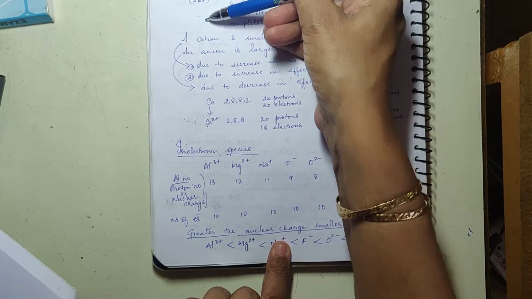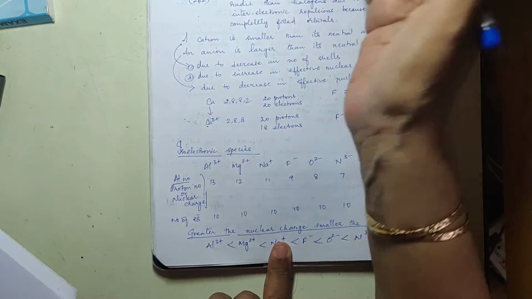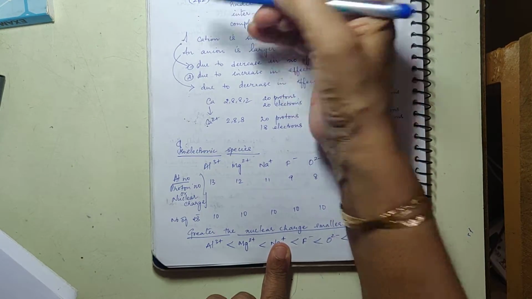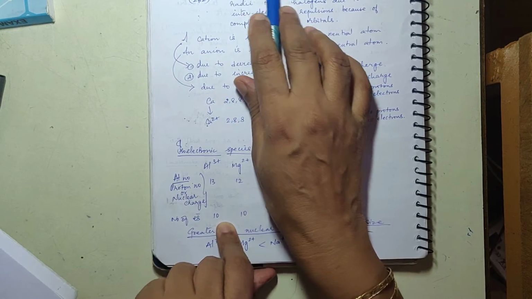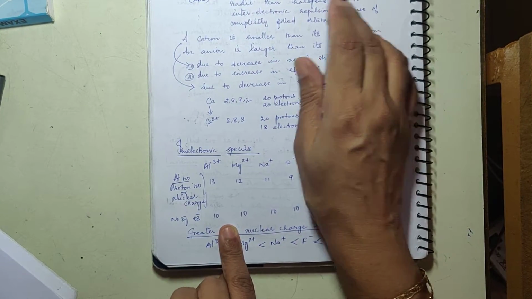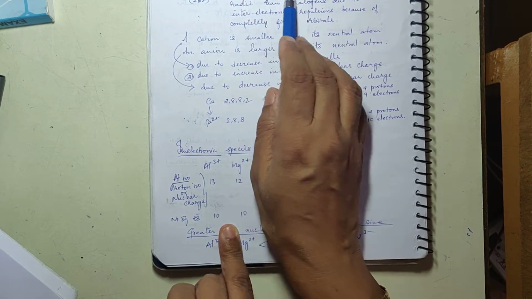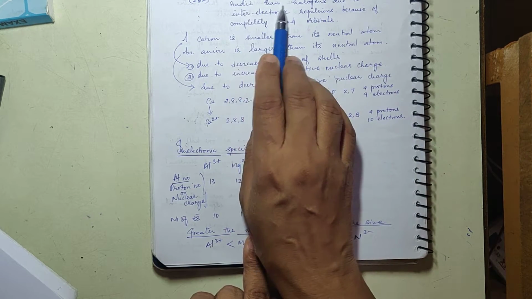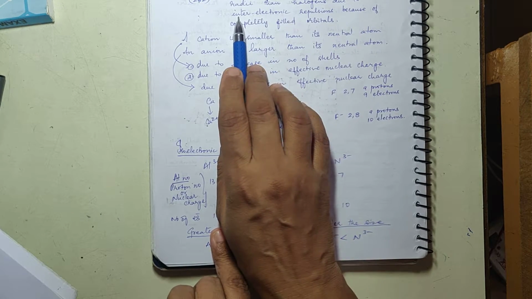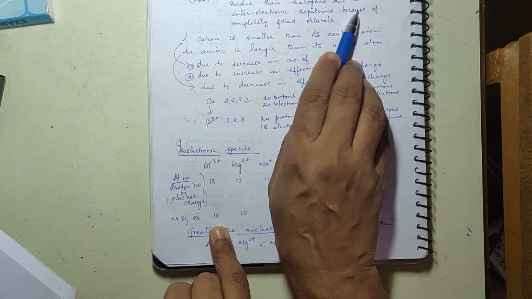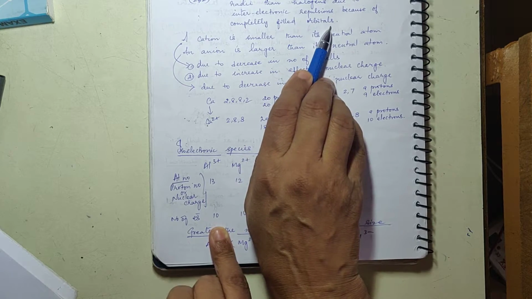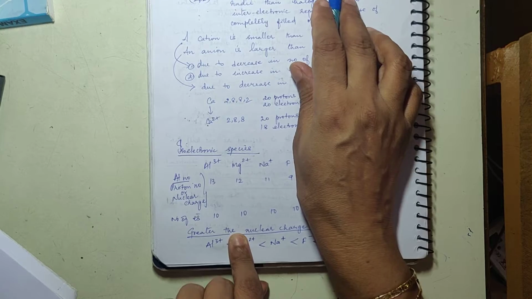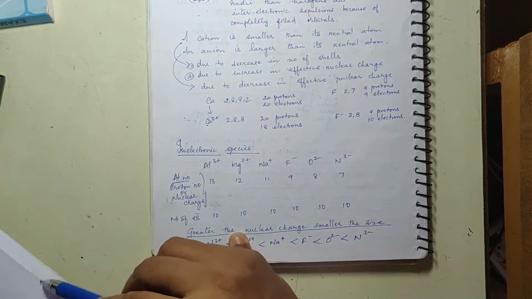And down the group, what happens? When the shell increases, the atomic radius will also increase. So atomic radius decreases across a period and increases down the group. Noble gases have higher atomic radii than halogens. This is due to inter-electronic repulsions because of the completely filled orbitals. So this is one concept. Across a period it decreases, down the group it increases.